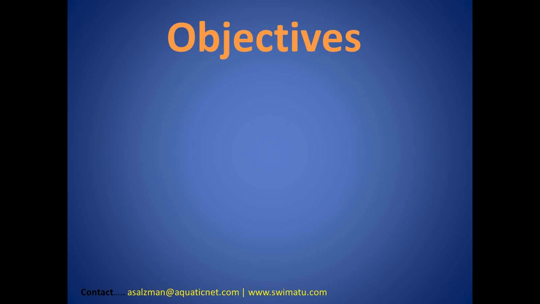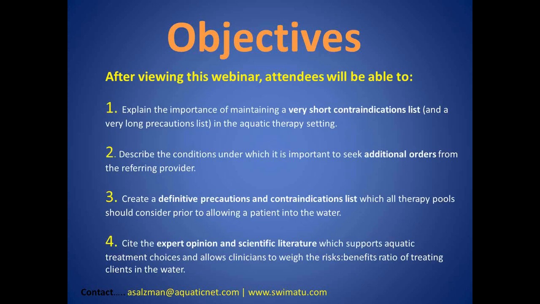Okay, so what are we going to talk about today? We have 4 objectives. Number 1, we're going to talk about the importance of maintaining a very short contraindications list and a very long precautions list. Next, we're going to hit the fact that sometimes it's important to seek additional orders or additional authorization from the referring provider, and what the situations are that make that come to pass. Number 3, we're going to discuss what the precautions and contraindications are that a lot of facilities tend to think of as definitive, and number 4 is basically what research and expert opinion backs up those premises.